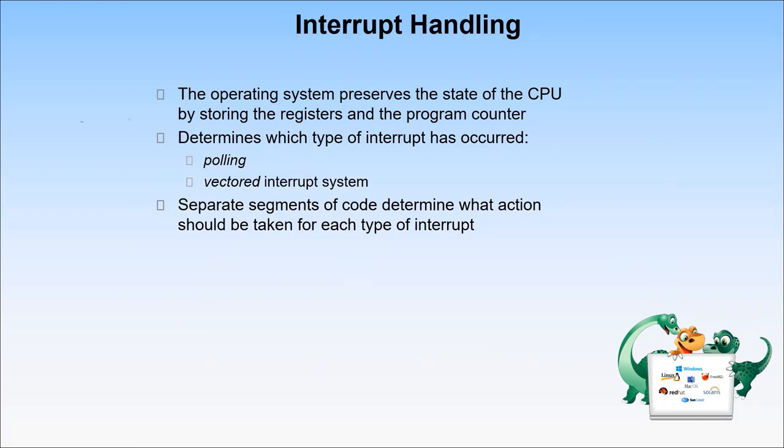How does the operating system handle interrupts? The operating system preserves the state of the CPU by storing the registers and the program counter. We mentioned this in computer organization and architecture. It then determines which type of interrupt has occurred. It could be polling or the vectored interrupt system. With polling, the action is initiated by the CPU, which checks who has problems. If the action is initiated by the I/O devices, we call it a vectored interrupt system. Separate segments of code determine what action should be taken for each type of interrupt.